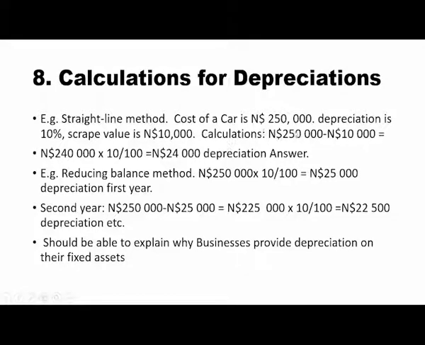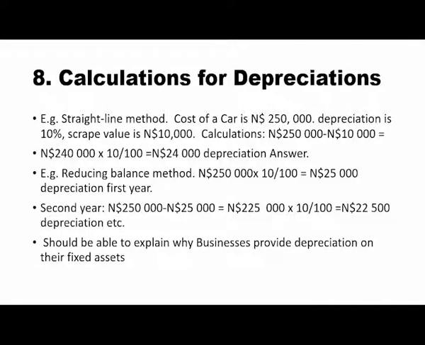So we take the cost price, 250,000, minus the scrap value, the expected loss, 10,000. Then you have a balance of 240,000 times 10 over 100. Then your depreciation for that period will be 24,000. That is the answer. So you must understand the straight line method is based on the cost minus expected loss, and then you multiply by the given percent over 100. Then you get the value of your depreciation for that period. That is the straight line method.